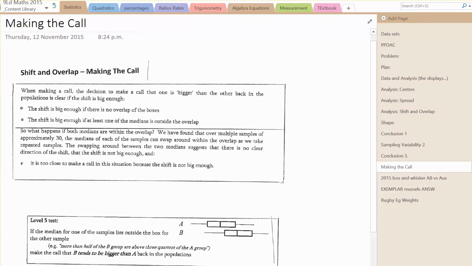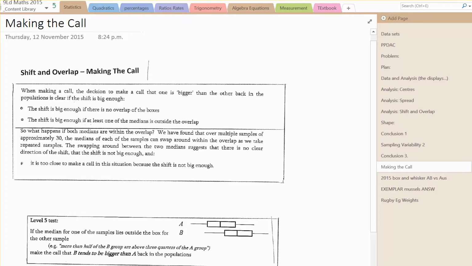When making a call, the decision to make a call that one is bigger than the other, back in the populations, is clear if the shift is big enough. What we mean by that is the shift is big enough if there is no overlap of the boxes. So you can imagine the graph might look like that, and then obviously it's very easy to claim that B is significantly bigger than A back in the population, whatever it is you're comparing. So that's one situation, and that's clear.